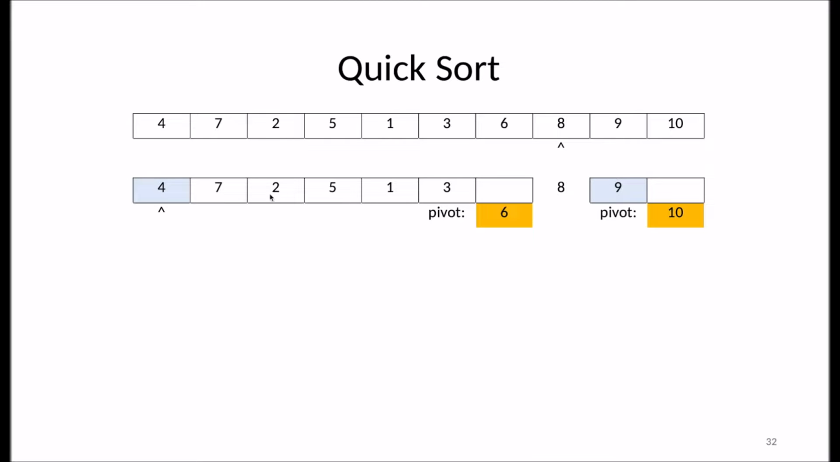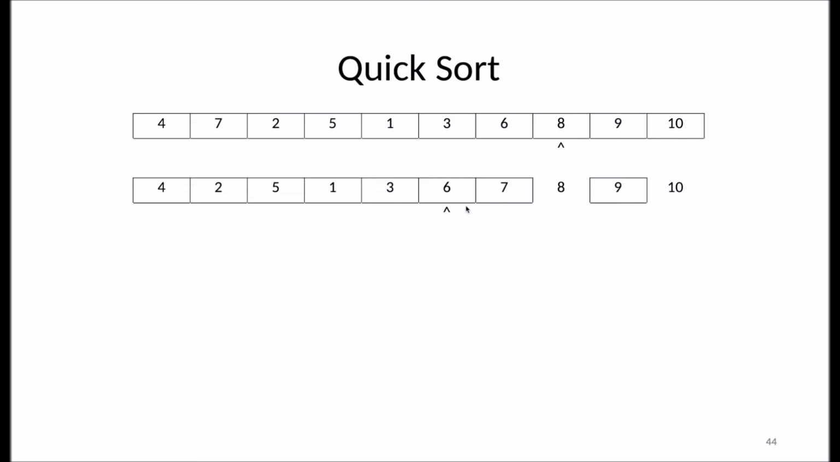4 is smaller than 6, so I increment the marker. 7 is larger than 6, so the marker stays right here. This marks the beginning of the subarray where elements are larger than the pivot element. I inspect 2. 2 is smaller, so I swap it with 7, increment the marker. I check 5. 5 again is smaller than 6, so I swap it with 7, increment the marker. 1 is smaller than 6, so I swap it with 7 and increment the marker. And 3 is also smaller than 6, so I swap it with 7, increment the marker.